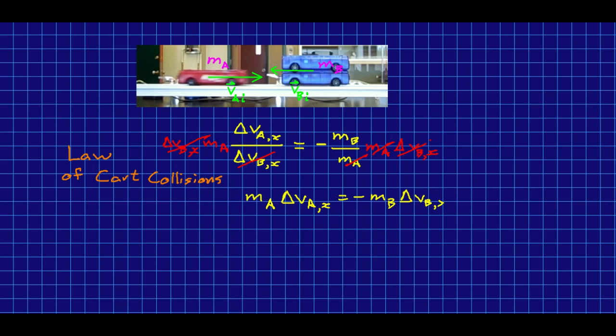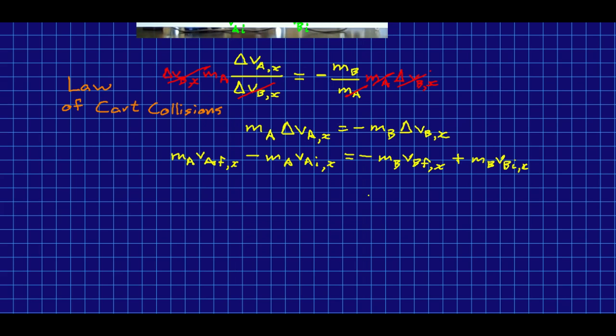And the thing to notice is that now everything to do with cart A is collected on one side, and everything to do with cart B is collected on the other side. The next thing I'm going to do is I'm going to say, well, my deltas have to be final minus initials. So I can replace them with final minus initial. And so I'm going to do that, and I'm going to do it this way, where I've already multiplied through by the m's. And you might follow along doing the algebra yourself, pausing every now and then.